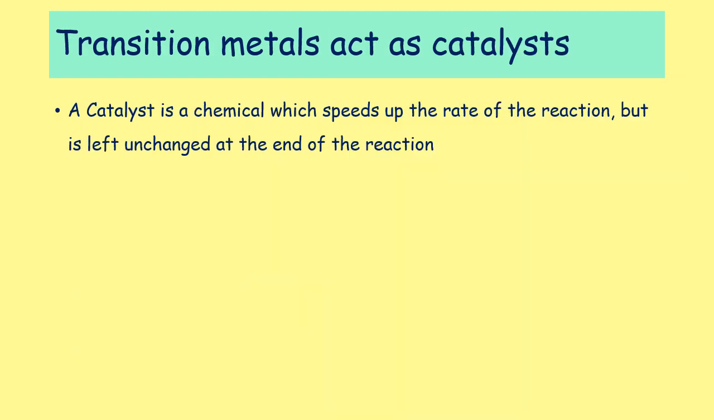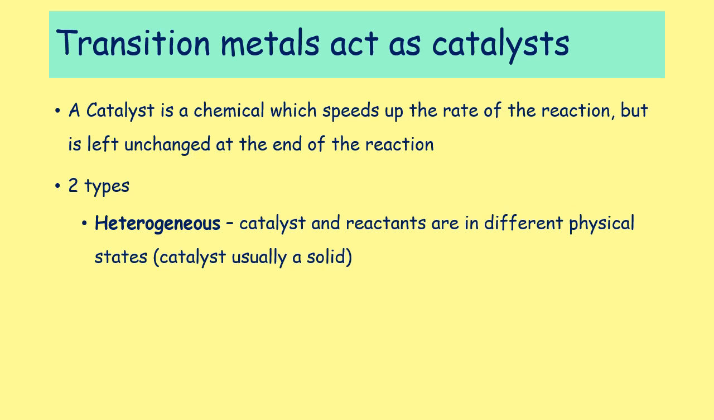Now we're going to look at catalysts. And don't worry, we're not going to look at catalysts in a great amount of detail. It's only a little bit more information compared to what you needed to know for National 5 and Higher. A catalyst, as you know, is a chemical which speeds up the rate of reaction, but it's left unchanged at the end of the reaction. And there are two types.